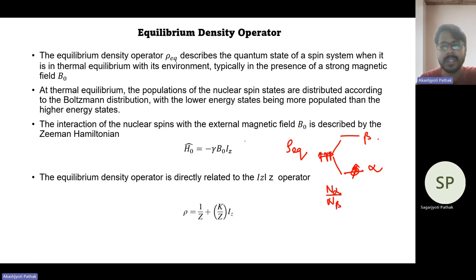What is the energy associated with a particular energy state? That is given by this Hamiltonian operator, and it is equal to minus gamma B naught Iz. Now the equilibrium density operator rho is directly related to this Iz operator, so rho equals 1 by Z plus k by Z Iz.